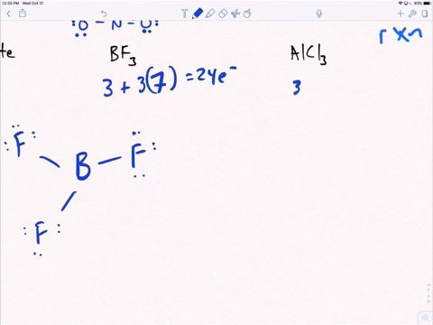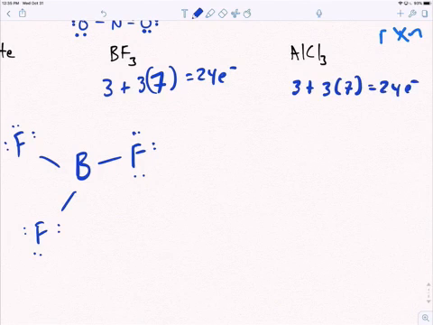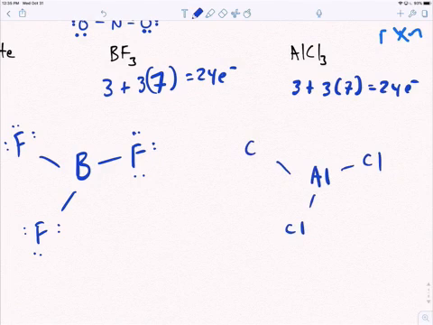Aluminum is going to have 3, and then chlorine is a halogen. It also has 7. So we have 24 electrons. Aluminum in the center, 3 Cls, and then placing the electrons as such. There we go. So now we have aluminum trichloride, and just like boron trifluoride, it stays with the incomplete octet.